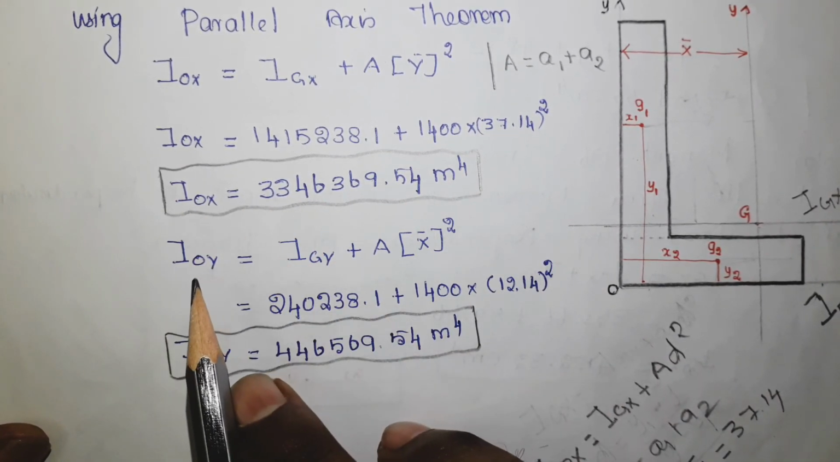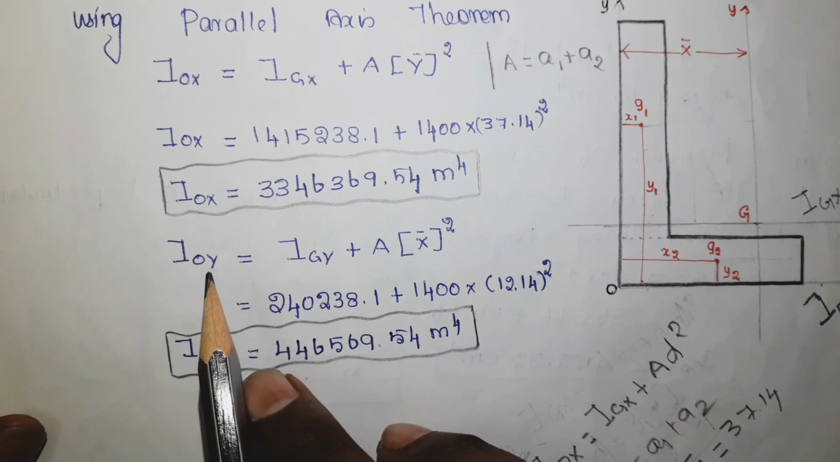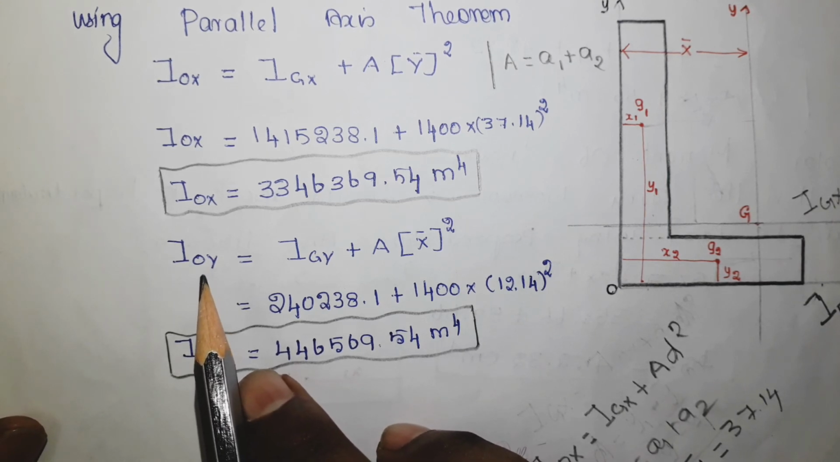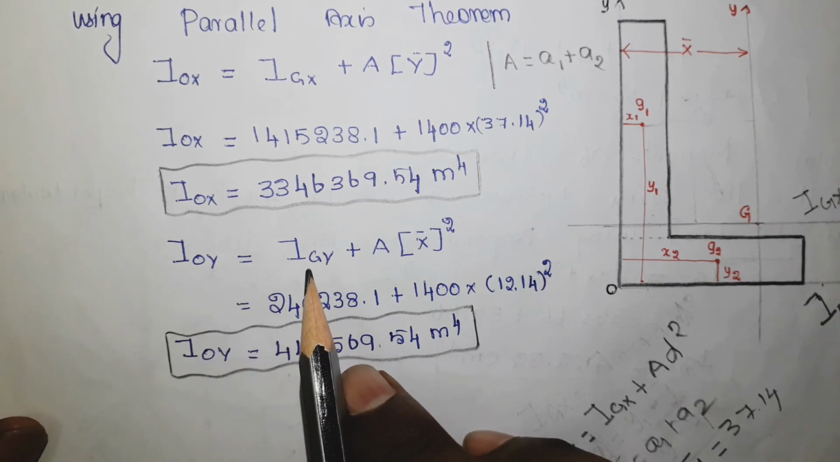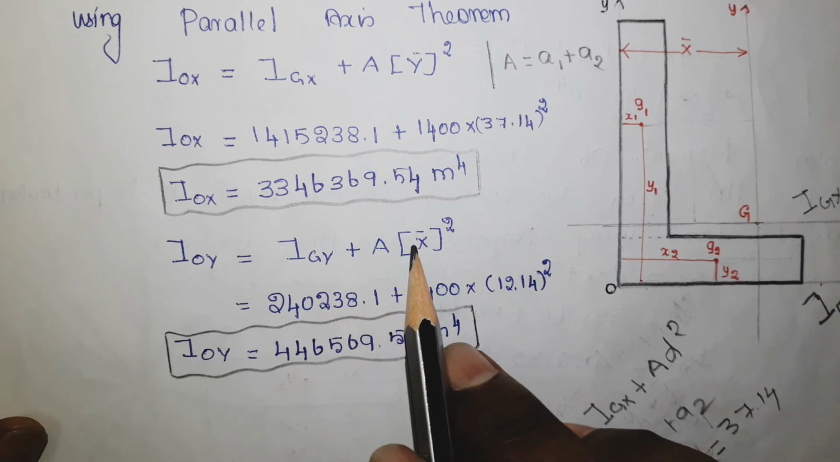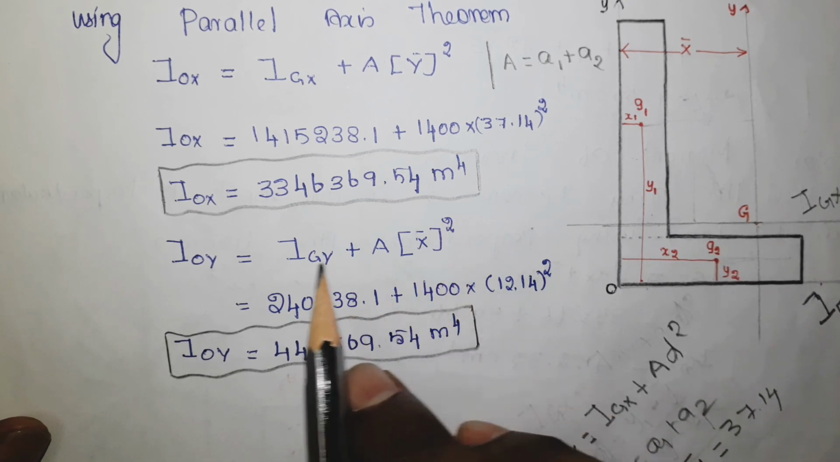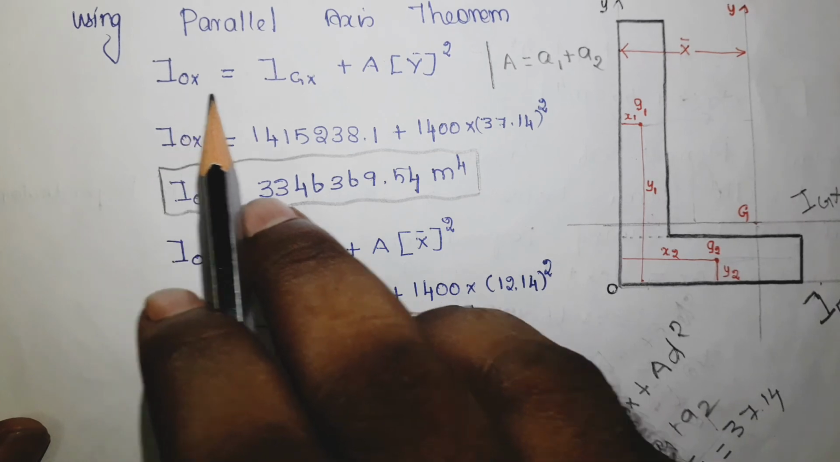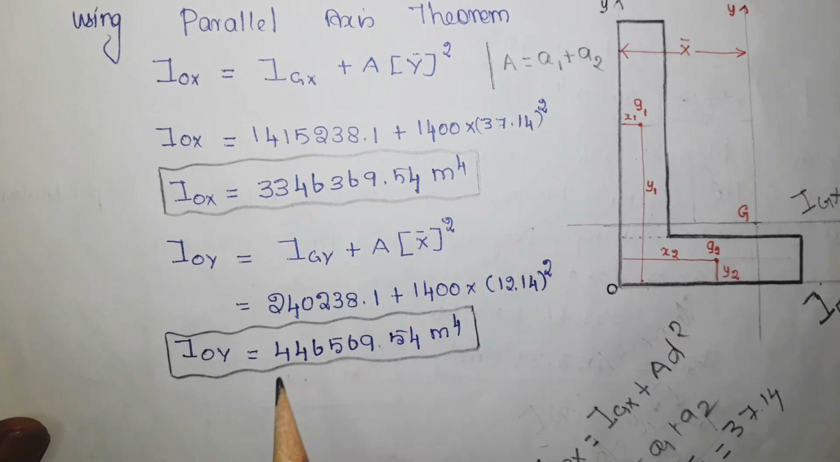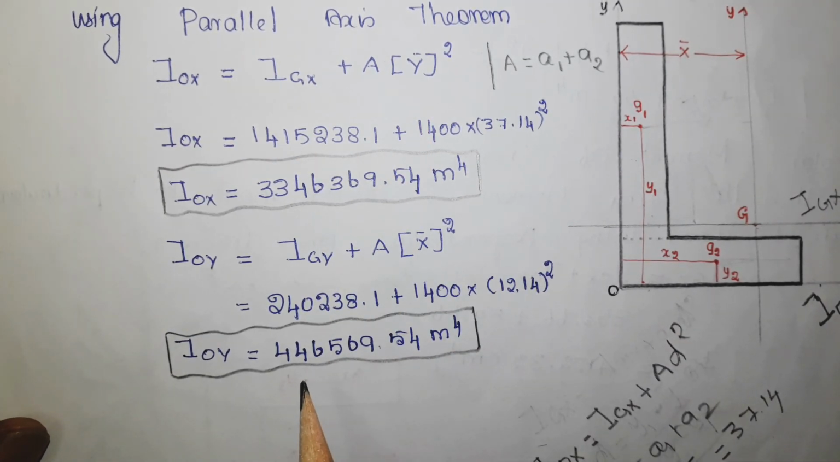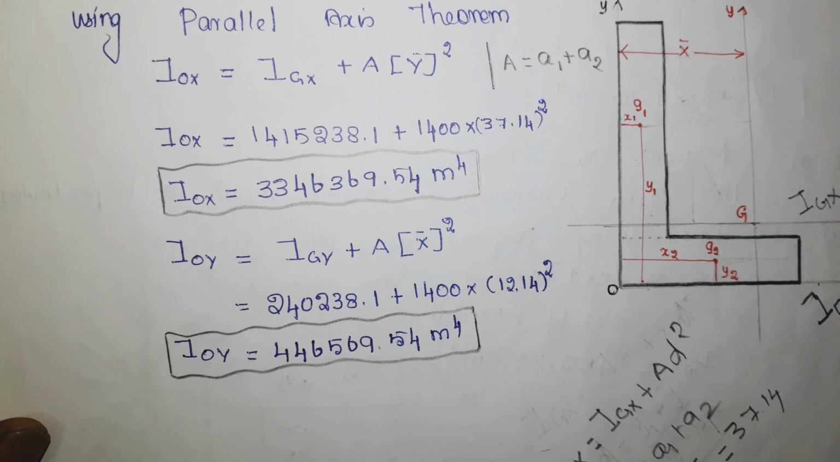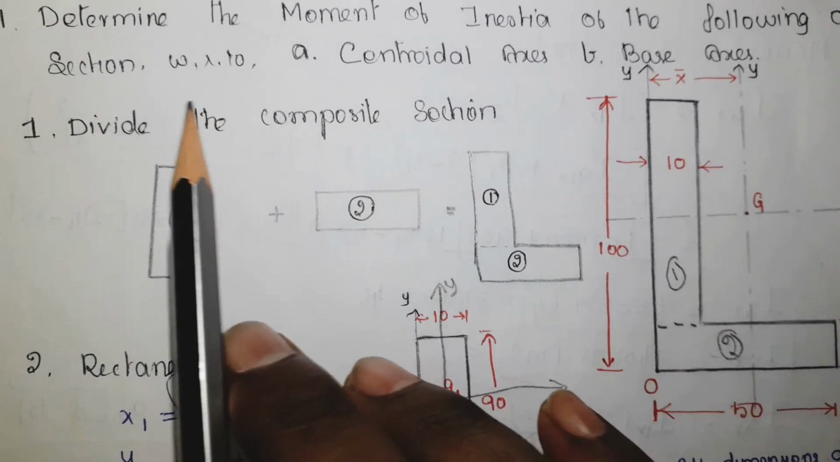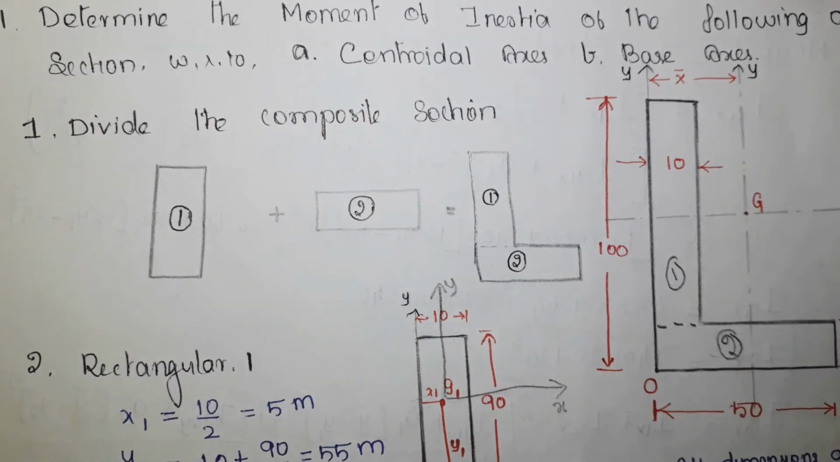In a similar manner, we can find the area moment of inertia with respect to the base y axis. Again the same formula, I g y plus A times x bar squared. This formula is arrived at similar to this one. Substitute the values, and you will get the answer something like this. So that's all about the area moment of inertia with respect to centroidal and base axes.